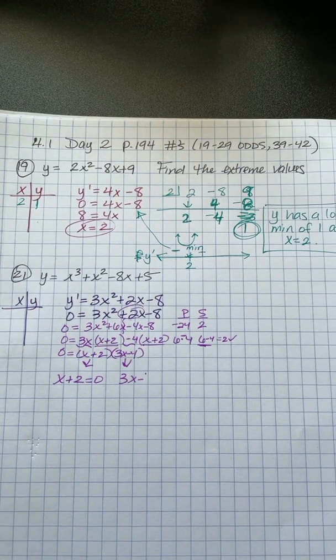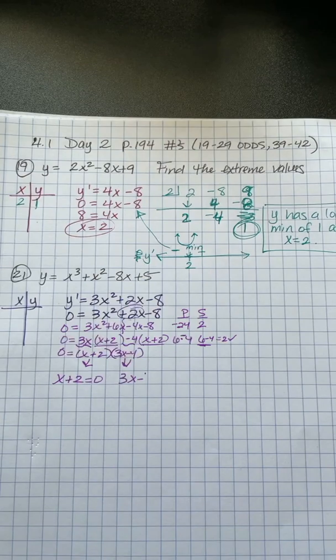So number 19, y equals 2x squared minus 8x plus 9. We're supposed to find the extreme values. So we have no interval to go off of, so it's going off of everything. So we just need to find the critical values. So I had nothing originally in my t-chart because I didn't have anything to go off of.